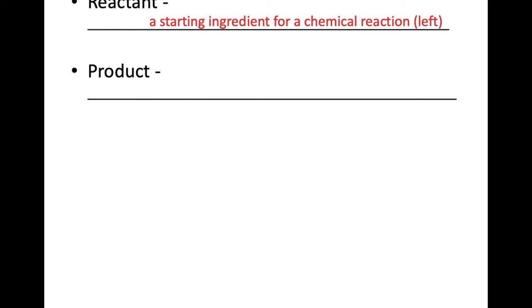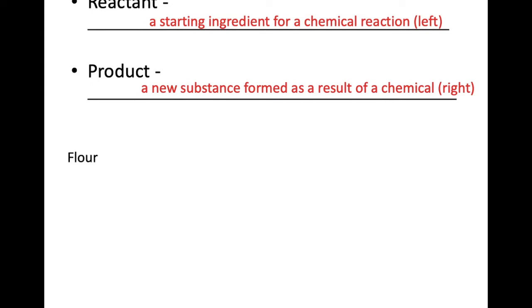A reactant is a starting ingredient for a chemical reaction, and when we're writing out a chemical equation, the reactant is always on the left. Versus a product, which is a new substance that's formed as a result of that chemical reaction, and in a balanced equation, that's always on the right.